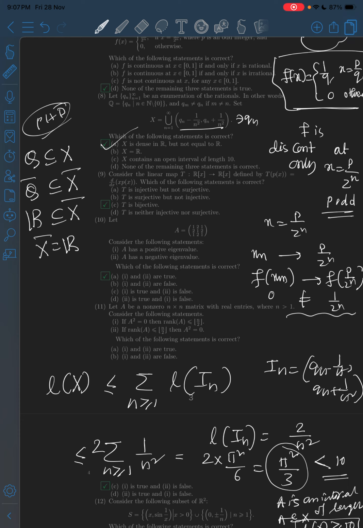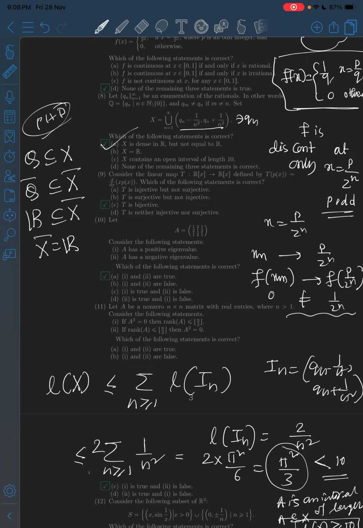Okay, now question number 9, very simple problem. How to do it? T is bijective or T is injective or surjective? Okay, so this is a linear map, right? So for a linear map, if you want to check injectivity, then what do you need to check?